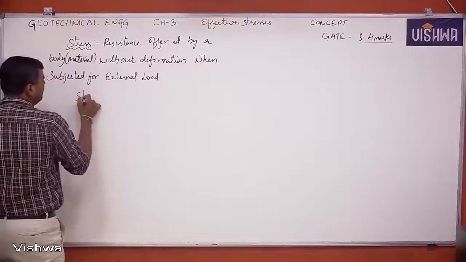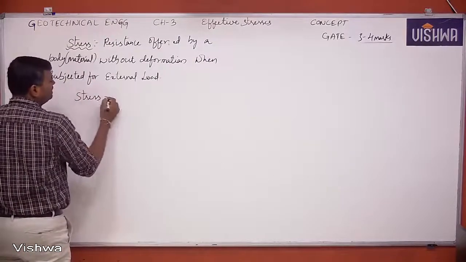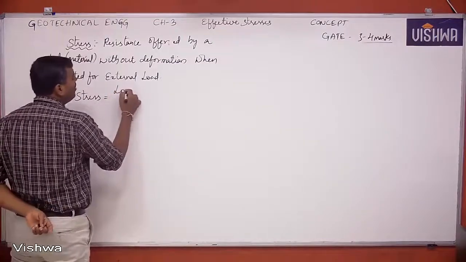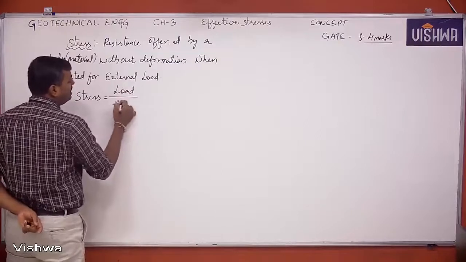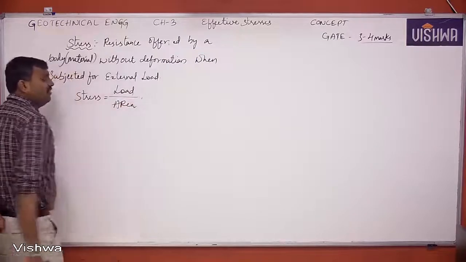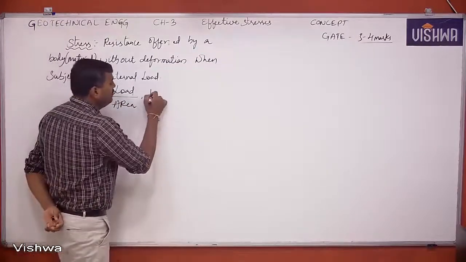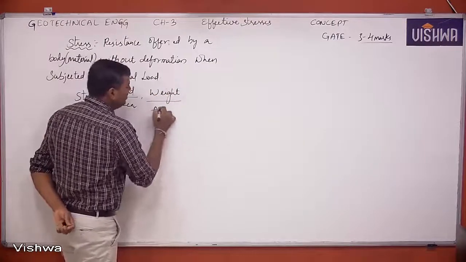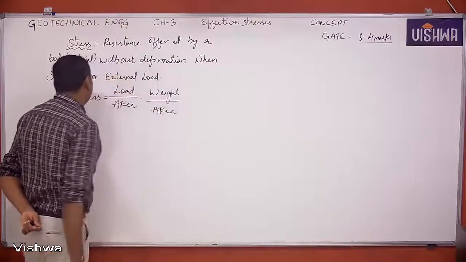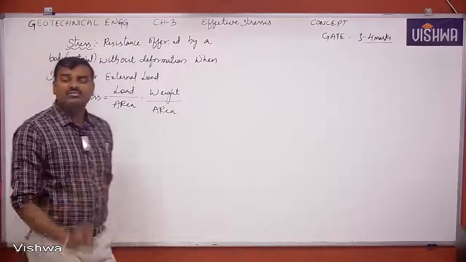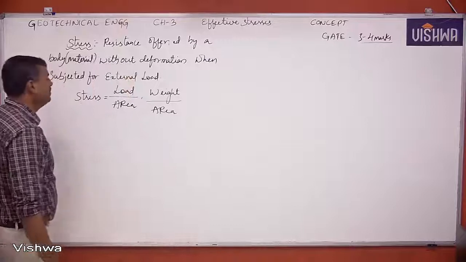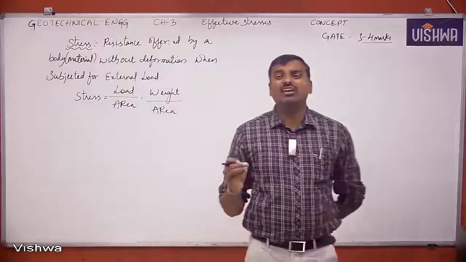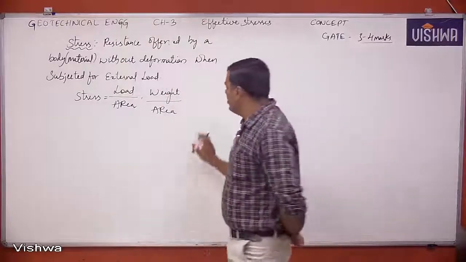Now, the mathematical formula for stress. What is its mathematical formula? It is load upon cross-section area. Now, instead of load, I will consider weight. Weight upon cross-section area. This is the mathematical formula for stress. Stress sigma is equal to weight upon cross-section area.